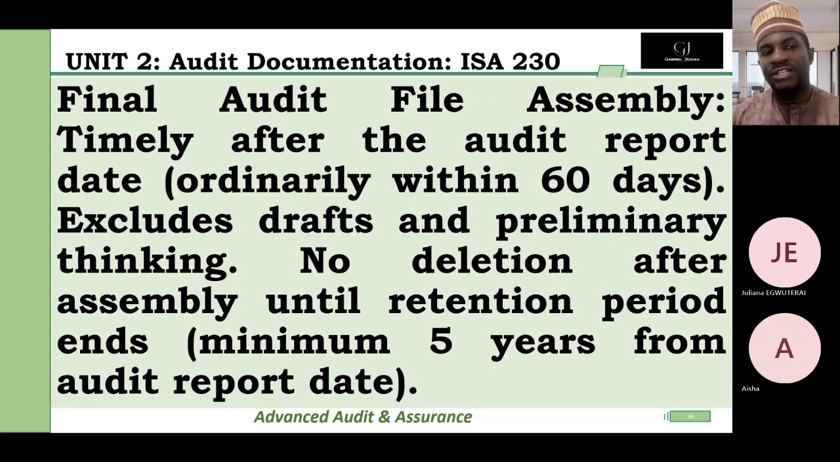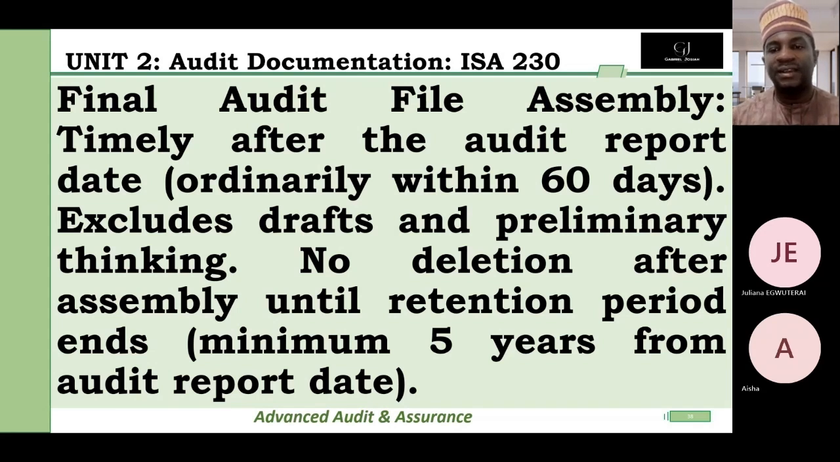Also, the final audit file assembly: timely after the audit report's date, the final audit file must be assembled within 60 days. So it excludes drafts and preliminary thinking. So this is the final audit working paper. Drafts are reports you prepare and send to management to respond. Then the final audit paper has its own special file, that this is our conclusion on the audit. And you cannot delete the assembly until a retention of at least 5 years from the audit report date.